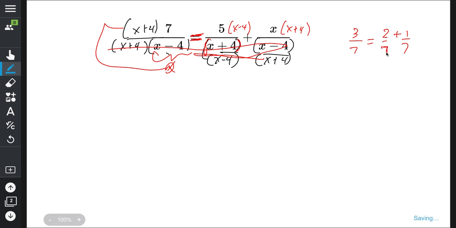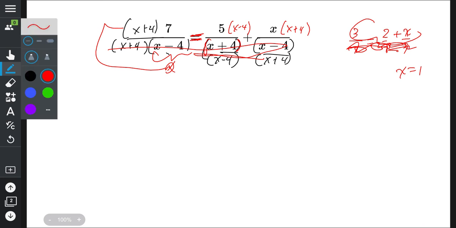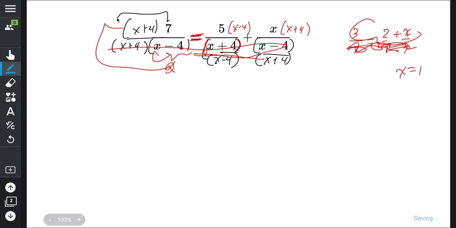3/7 is just 2/7 plus 1/7, because this is true. So if that had been x, you'd be able to solve this and know that x is 1. That's all you need to do to make the sentence true. So in the end, for this rational equation, we have, I'm going to write this on that side because it's a little bit more natural, equals 5x minus 4 plus x times x plus 4. Now that we've made all the denominators the same, the numerators change, but we can now just focus on the numerator and solve for this.